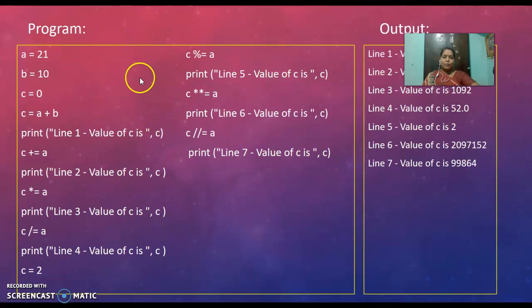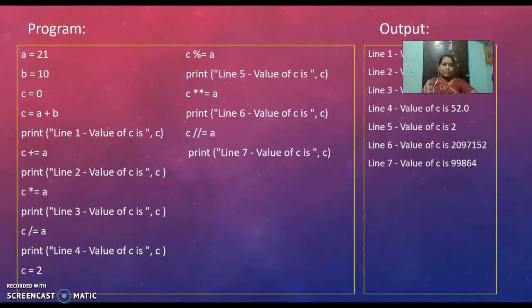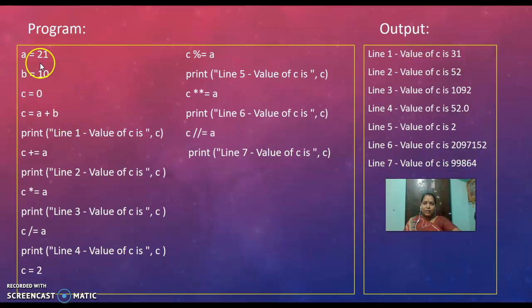Next, this is an example program and this is the output of that program. First, A equal to 21, B equal to 10, C is initialized to the value 0. First, C equal to A plus B, the value is 31. So here you can see line 1, value of C is 31. Next is C plus equal to A, that is the A value is added with the C value and once again it is stored in C itself. So the previous value of C is 31, plus 21, it will give the value as 52. So you can see here the value of C is 52.